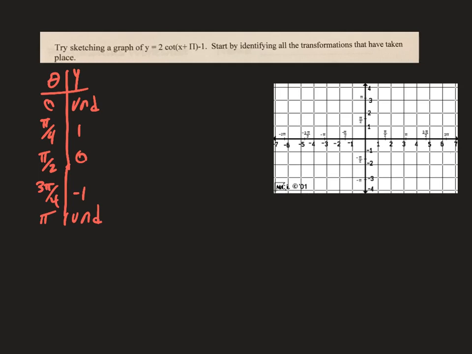So from here, we will transform these points using whatever changes are listed in this equation, and we'll be able to come up with our graph. So the first thing they say is, hey, start by identifying the transformations, okay? So going back to those same ideas. So let's start with this 2. That is a vertical stretch by 2. Then we've got that -1 at the end, and that is going to be a vertical shift down 1. Okay, that is in the D position.